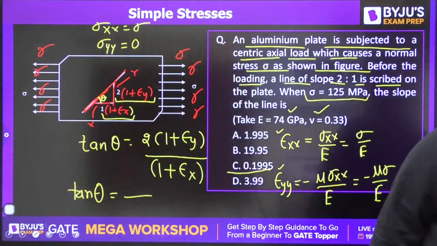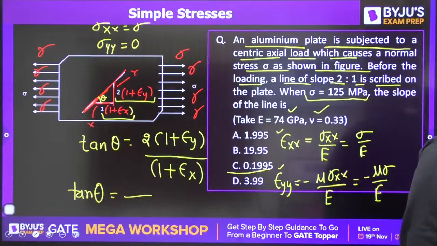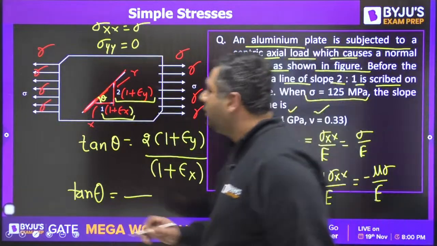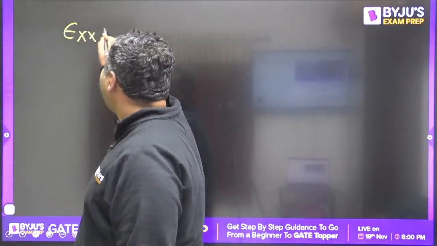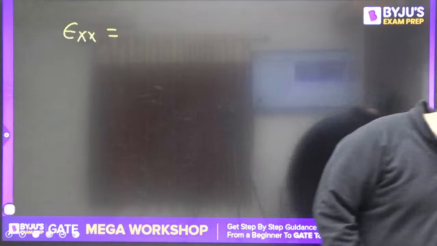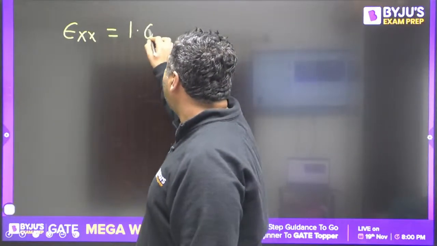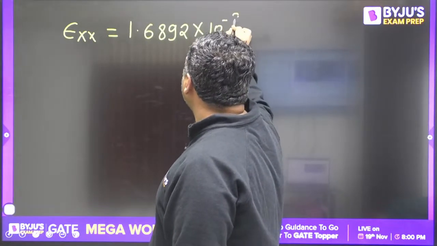Manas is also saying A. Okay. I feel for A, votes are more now. What you are getting as epsilon xx, can you tell me? Are we getting epsilon xx as equals to, it is coming out to be what? 1.6892. 1.6892 into 10 to the power minus 3.